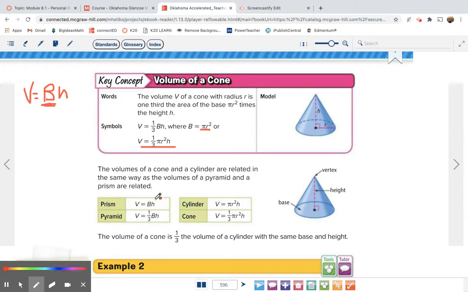So if you notice, on the prism versus pyramid, the only difference is 1/3 for the pyramid because it comes to 1 point. And the cone and cylinder, same thing. The only difference is that extra 1/3 because it says the volume of a cone is 1/3 the volume of a cylinder that has the same base and the same height.